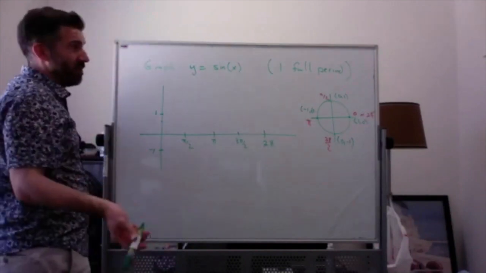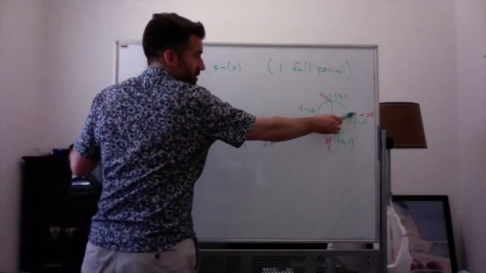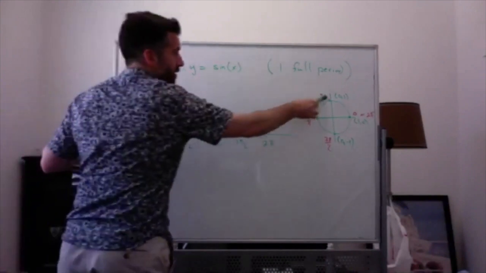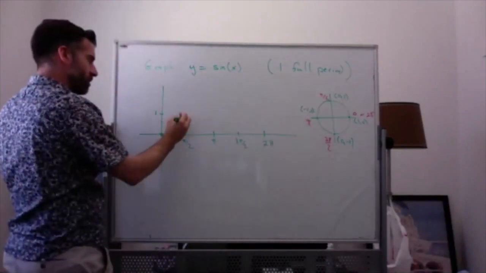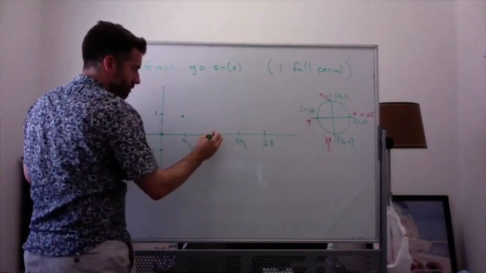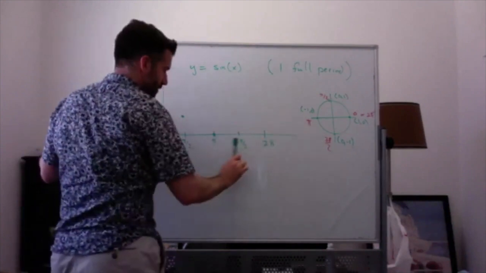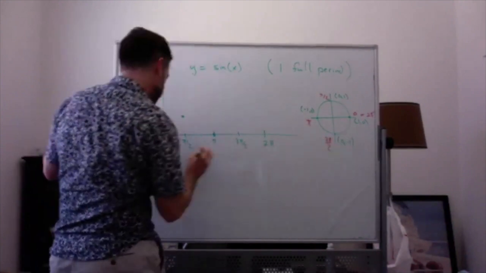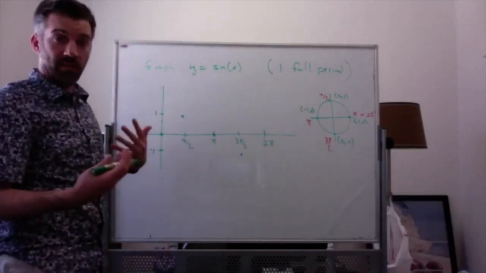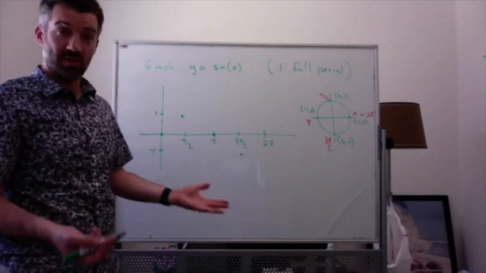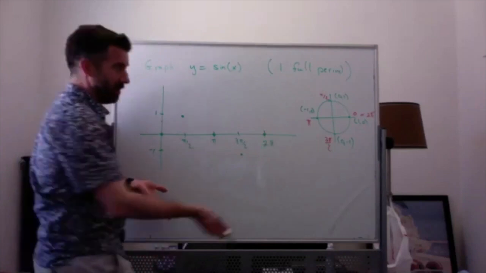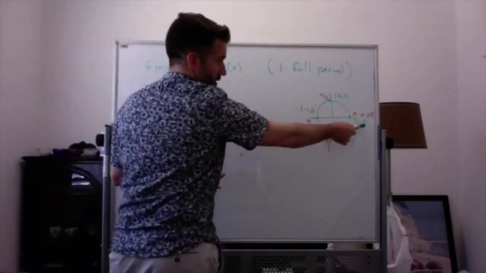So I'm just going to go around the circle. At 0, sine of 0 is 0. At pi over 2, sine of pi over 2 is the y value, which is 1. At pi, sine of pi is 0. At 3 pi over 2, sine of 3 pi over 2 is negative 1. And at 2 pi, so here's the thing. Once you've gone a full revolution, you should always get back to the value you started at. So if I started at 0, I should definitely end at 0. You can also see that: at 2 pi, the sine value is 0.